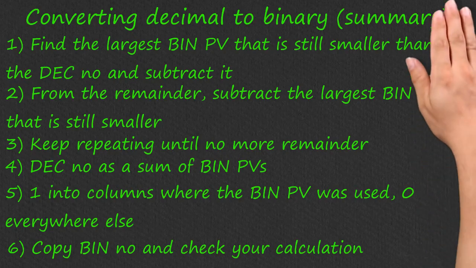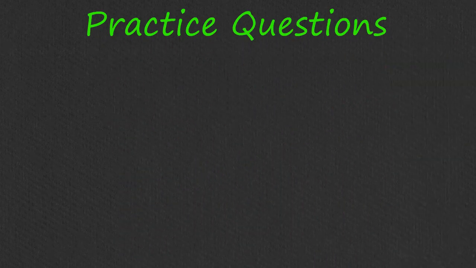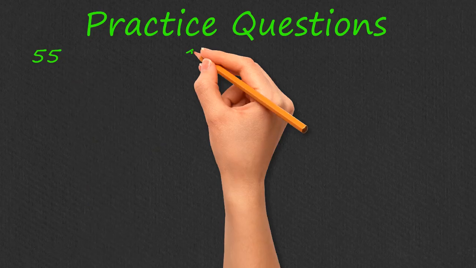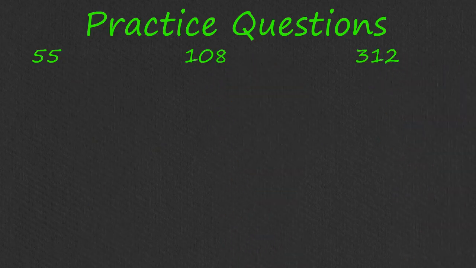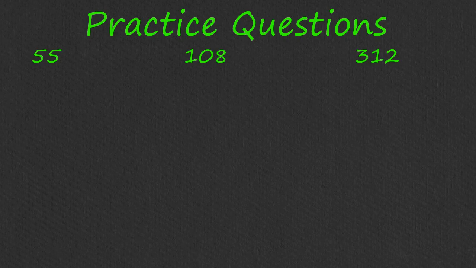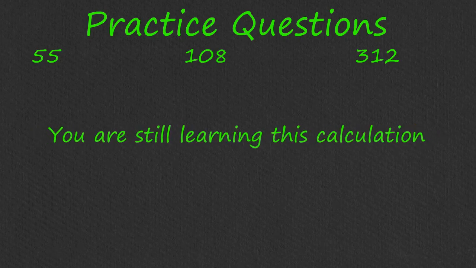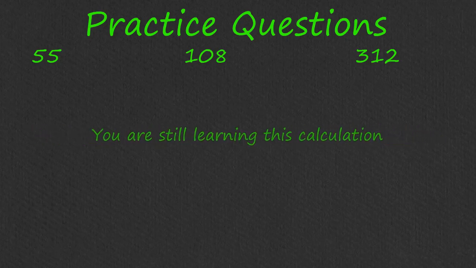Right, now that we are all on the same page, and hopefully you are pretty clear on how to convert decimal numbers to binary using the binary place value table, here are a few practice questions you can try. If you are unsure what to do, just use the method description on your paper or the one I gave you. After all, you are still learning this process, so don't expect yourself to be able to do it all at once without any help. That is very rare. It certainly wasn't true for me when I first learned about these calculations.